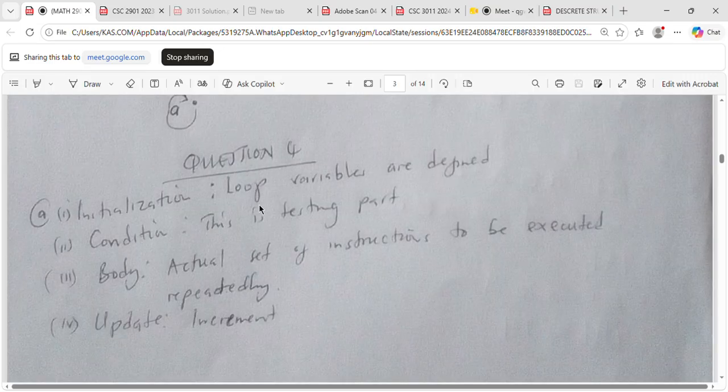Question 4. Describe components of a looping structure. Okay. Basically, we are just giving what is contained in a loop. At least we know that there is initialization, there is a condition, there is body, and there is update. Loop variables are defined.